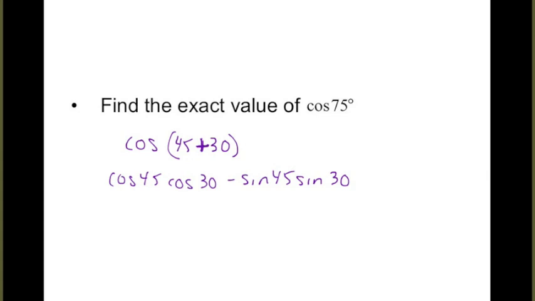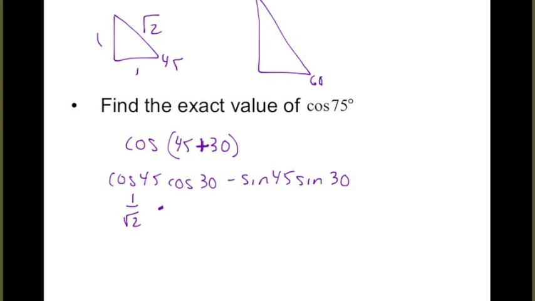So step 1, find two angles we could add or subtract to get the angle that we want. Step 2, plug it into the formula. Step 3, figure out what each of these things is according to our special triangles. For the 45, we need our 45, 45, 90 triangle. Cosine is adjacent over hypotenuse, so that gives us 1 over square root of 2. For the 30, I need the 30, 60, 90 triangle. Cosine is adjacent over hypotenuse, so I get square root of 3 over 2.